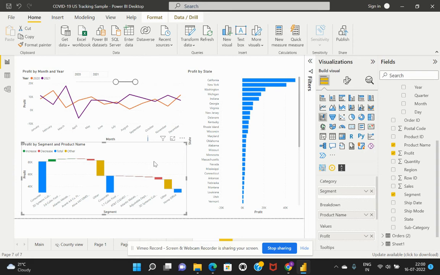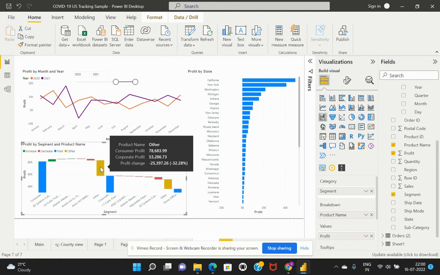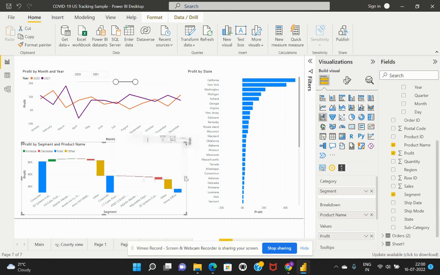So here I could easily understand that there is an increase in the profit for this particular segment. So as you can see, for consumer it holds the highest profit when compared to the other segments. And also if you see this, the corporate and the consumer segments have got considerably lesser profit. And so this is how you could make an analysis out of your data set.